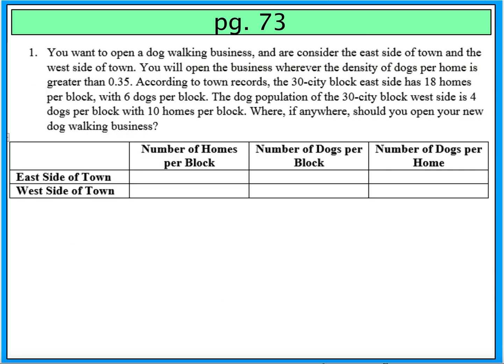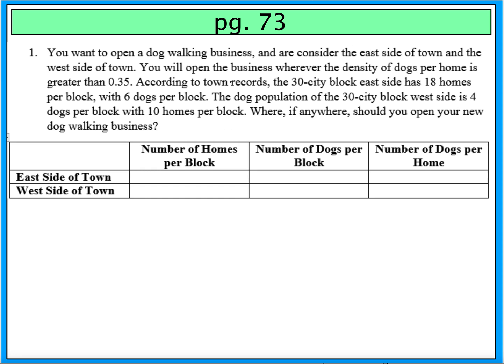All right, page 73, you want to open a dog walking business. They're considering east side and west side. You'll open the business wherever the density of dogs per home is greater than 0.35. So again, you want a lot of dogs, right? Because if you want a dog walking business, you want to have a lot of access and business that you can pull from. So according to town records, the 30 city block east side has 18 homes per block with 6 dogs per block. The west side of the 30 city block has 4 dogs per block and 10 homes. Where, if anywhere, should you open a business?